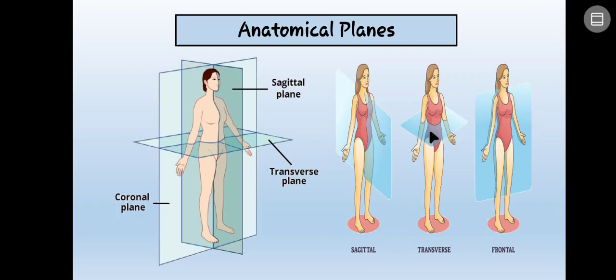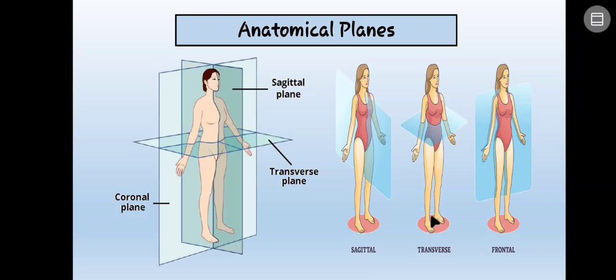So over here, this is the transverse plane. You can see it is cutting through the body and giving us the upper portion, which is the superior portion, and then the lower portion, which is the inferior portion. Okay, so a transverse plane is a horizontal plane that divides the body and gives us superior and inferior portions.